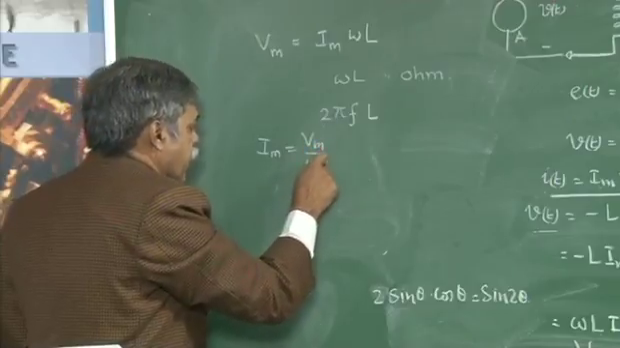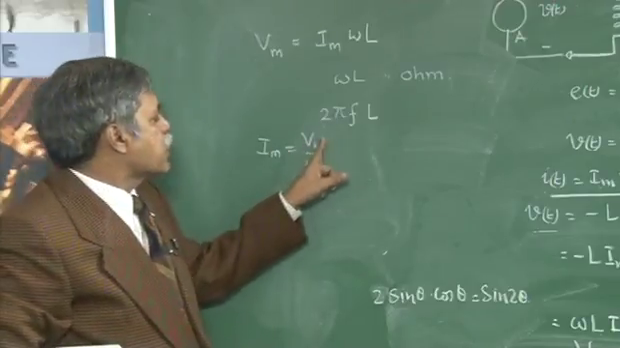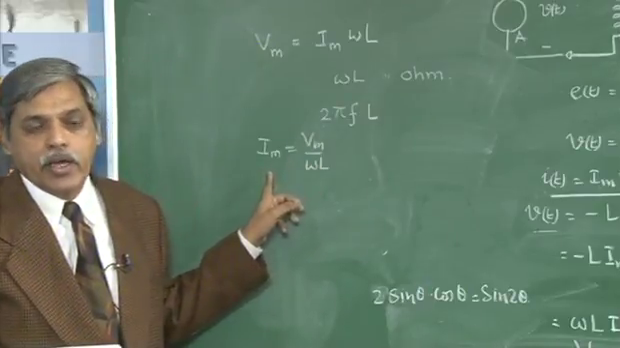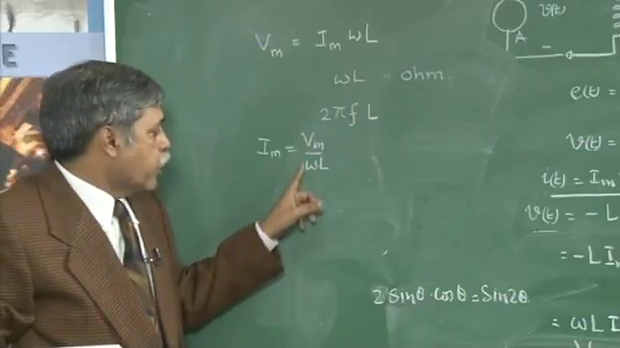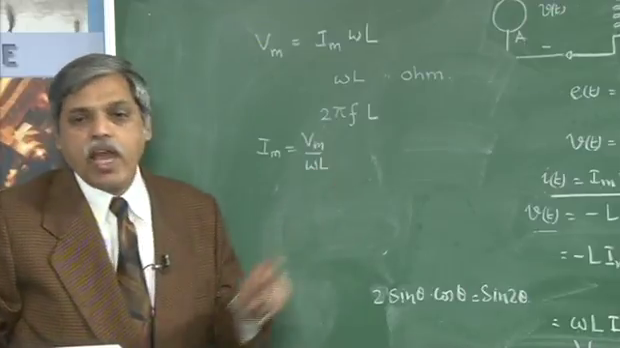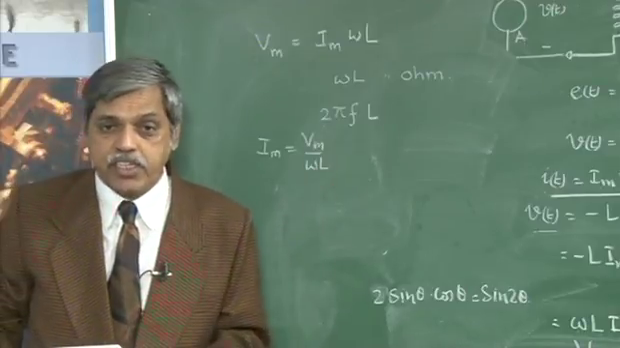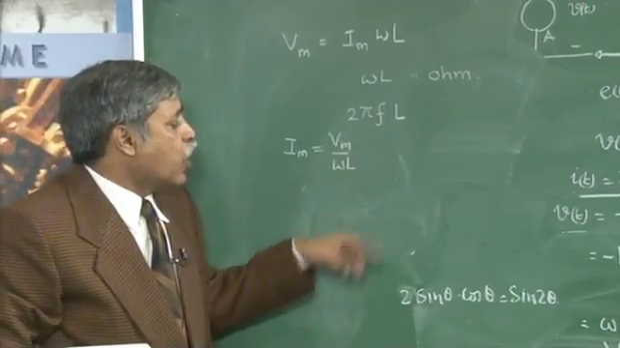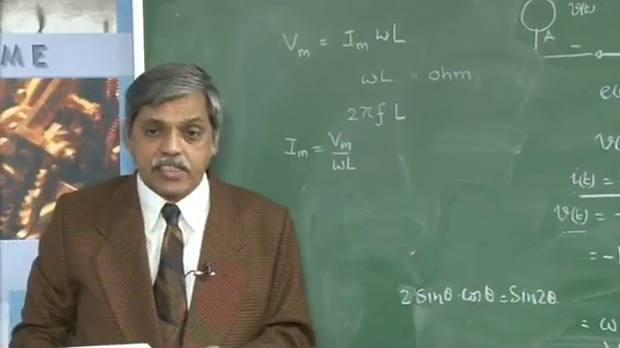Now see here, I can also write the maximum value of the current Im is equal to Vm divided by omega L. So voltage divided by something which has a dimension of resistance only can give you current. Therefore, I say omega L will have the same dimension as that of the resistance. But this quantity I call inductive reactance.